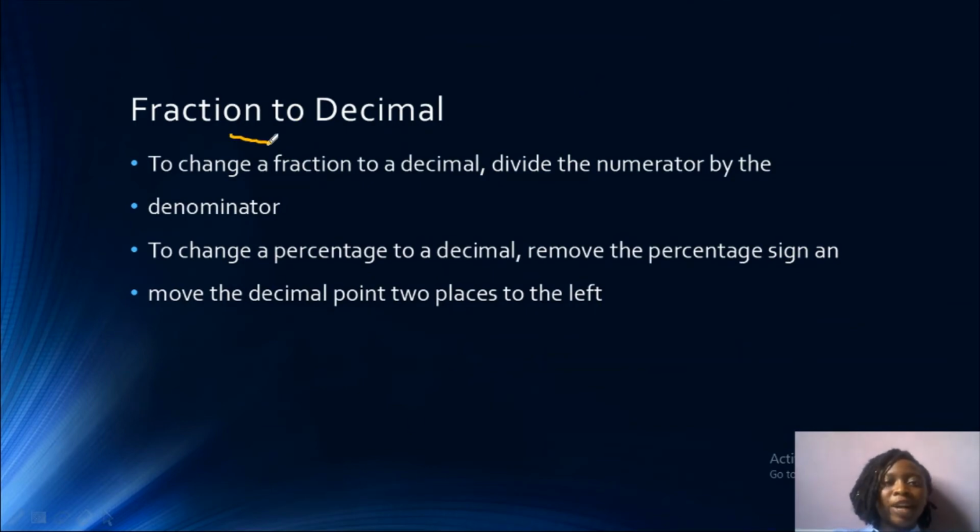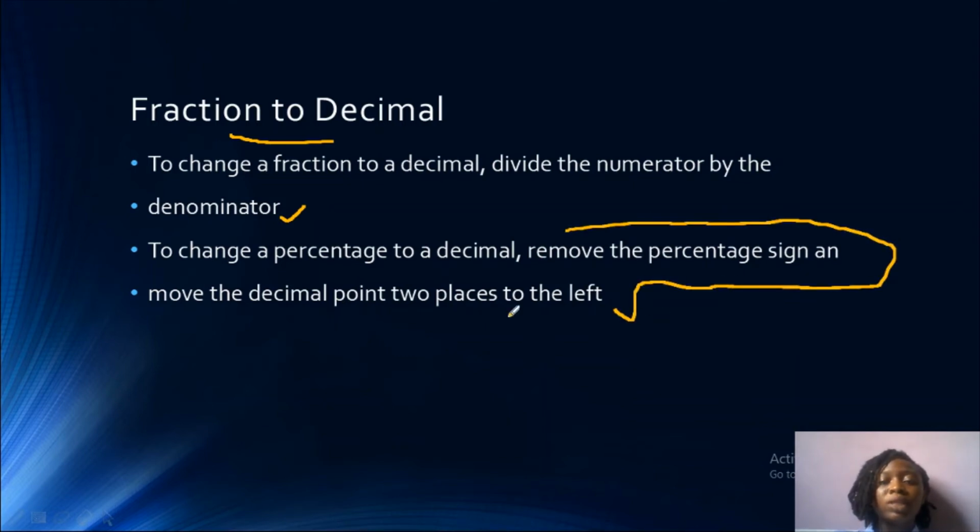So changing fraction to decimal. To change a fraction to decimal, divide the numerator by the denominator. To change percentage to decimal, remove the percentage sign and move the decimal point 2 places to the left. So it depends on what you are doing. So to change a percentage to decimal, let's say I have 20%, and I want to change it to decimal.